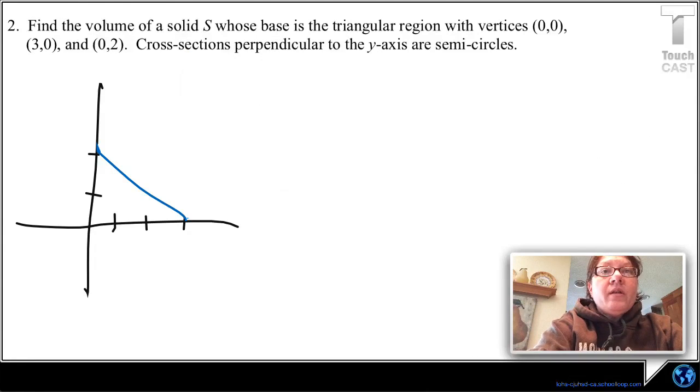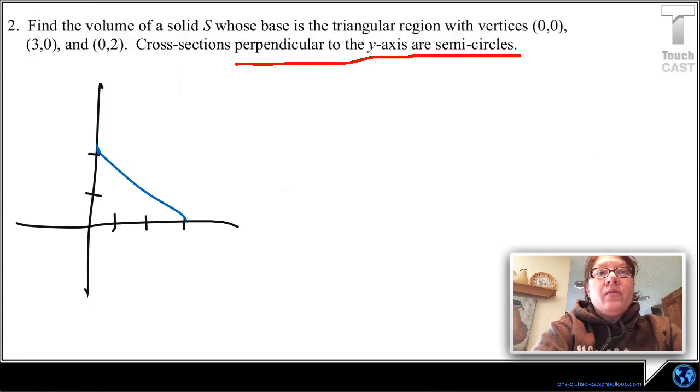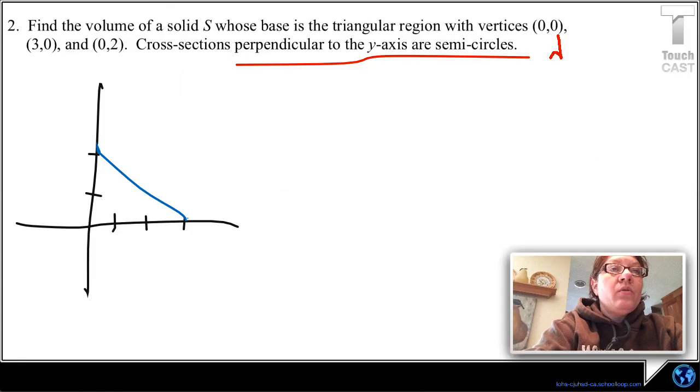So if you notice this time, my cross sections are perpendicular to the y-axis. So that means I'm going to want to integrate with respect to y. If you look back up at the previous problem, you'll see that I made my base perpendicular to the x-axis, which is why I was using dx. Now the base is going to be perpendicular to the y-axis. I'm going to draw it in.